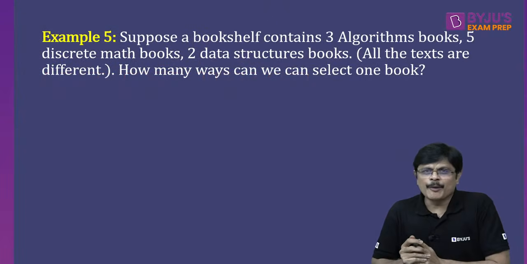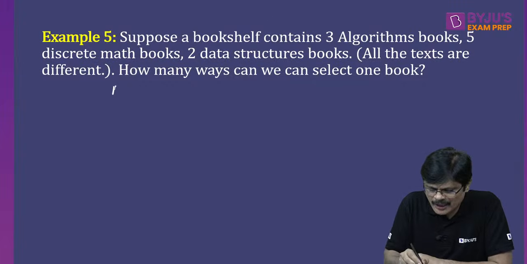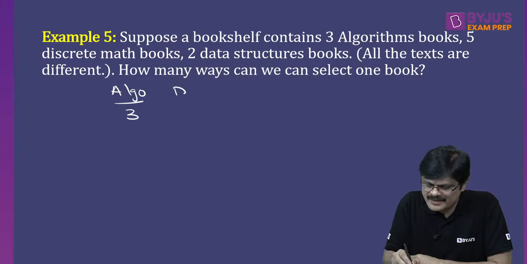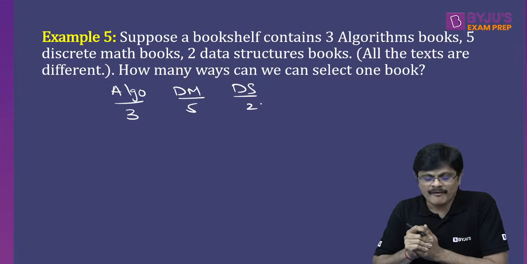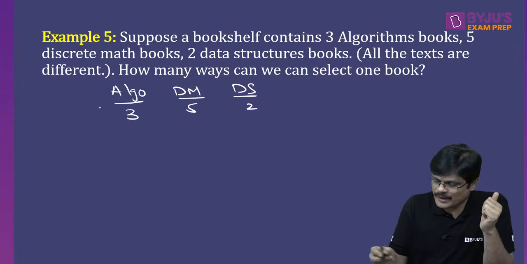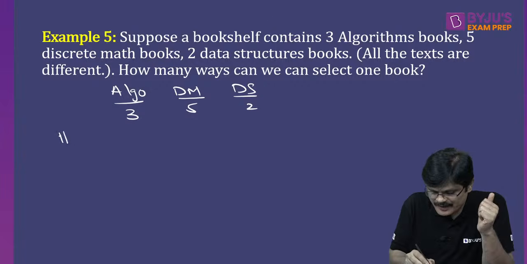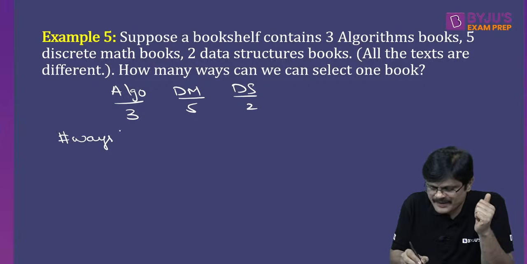Now let us see one more problem. Suppose a bookshelf contains 3 algorithm books, 5 discrete mathematics books. So algo books are how many? 3. Discrete mathematics 5 books and data structures books 2 are there. The question is the number of ways you can select a book.